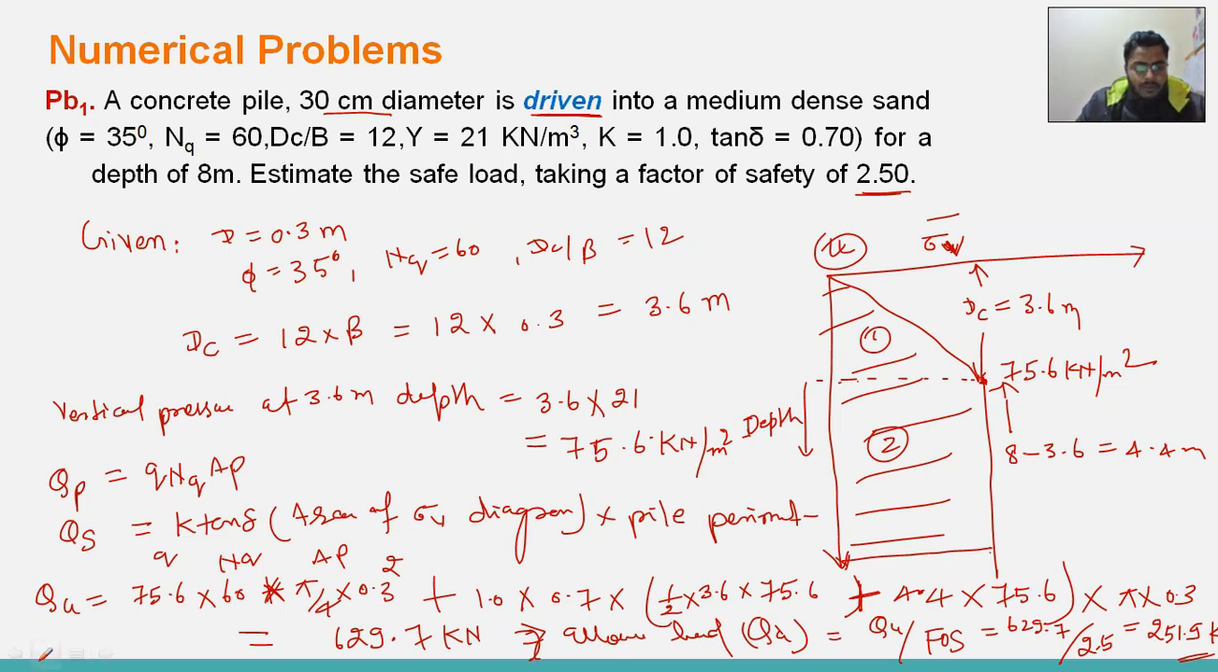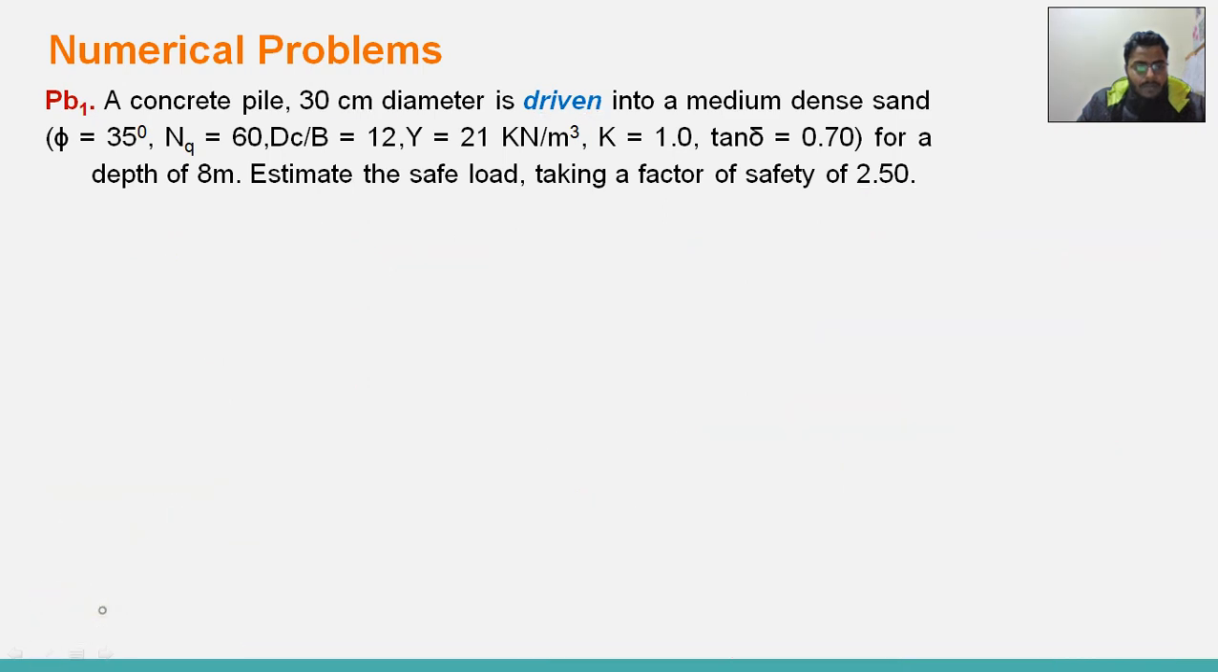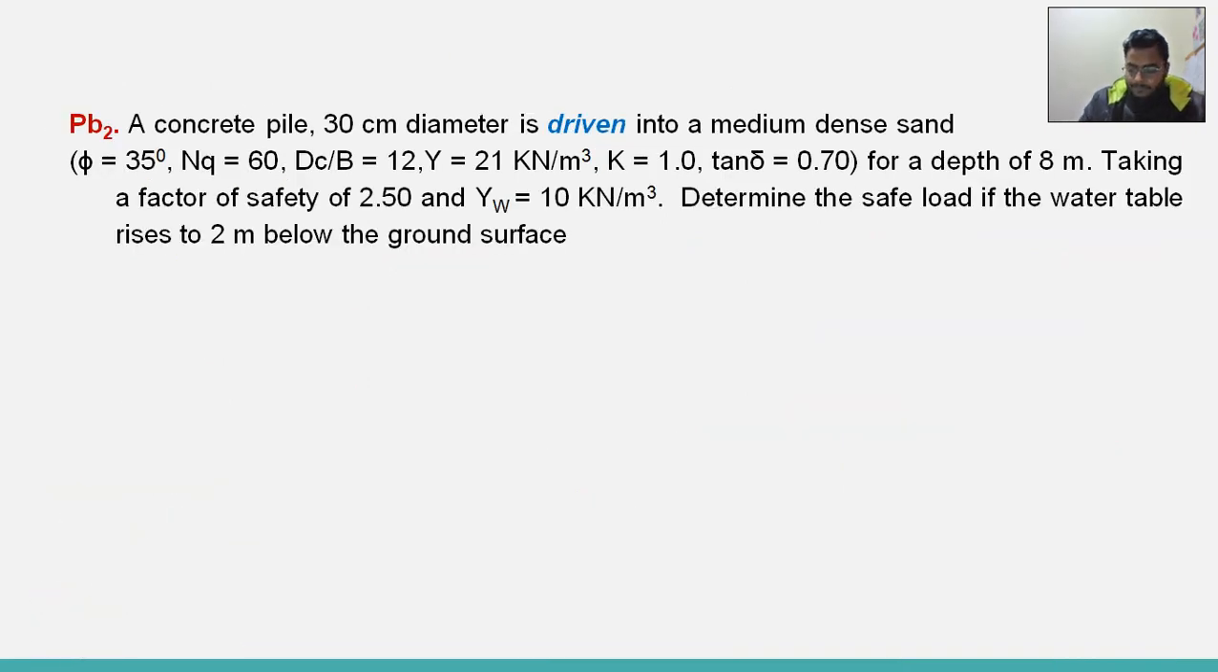Now come to the second question. A concrete pile 30 centimeter diameter is driven into medium sand, phi 35 degree, that data is given, for the depth 8 meter. Taking factor of safety 2.5, gamma W is 10. Determine the safe load if the water table rises to 2 meter below the ground surface. Okay, so we will see.